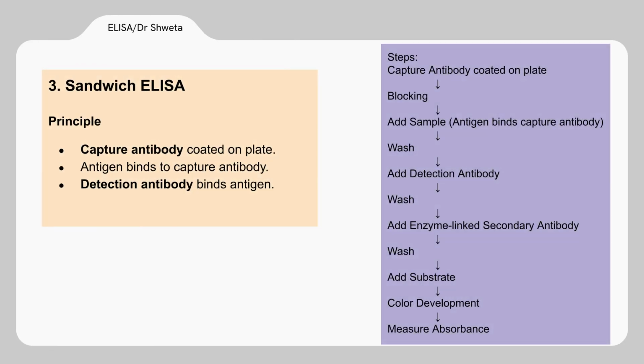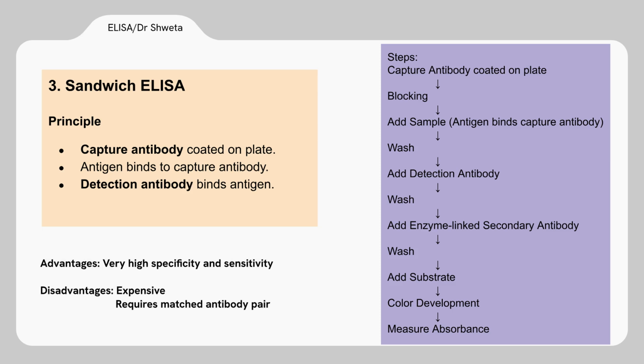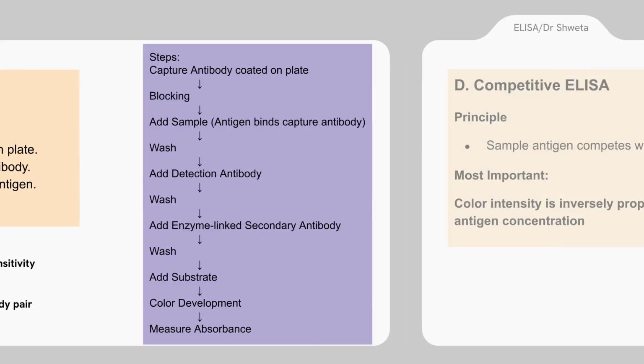Sandwich ELISA involves coating a capture antibody, which binds the antigen from the sample. A detection antibody then binds the antigen. This type offers very high specificity and sensitivity, but it is expensive and requires a matched antibody pair.